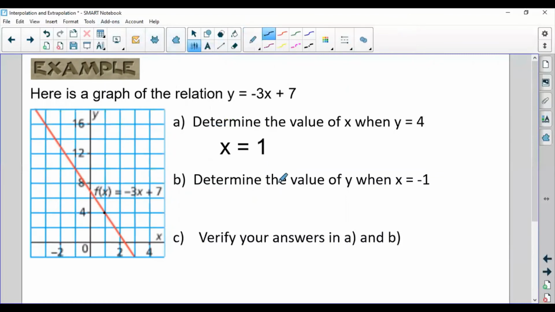Determine the value of y when x equals negative 1. So here's my x-axis. I find negative 1. My line is at 10 on my y-axis. So y equals 10.